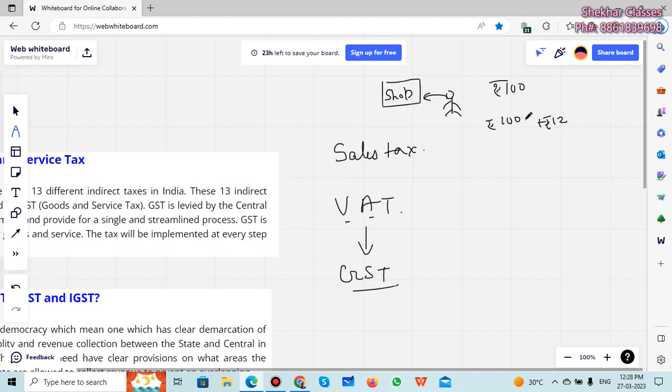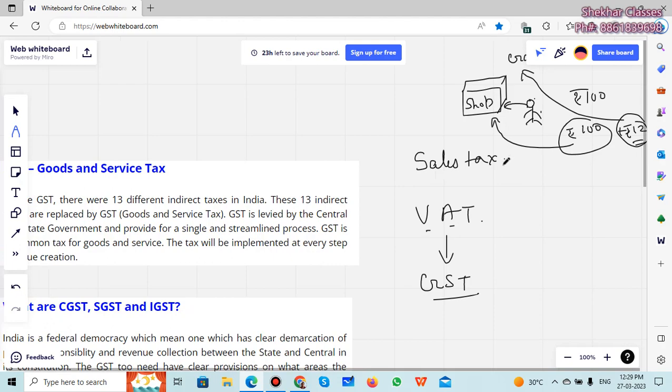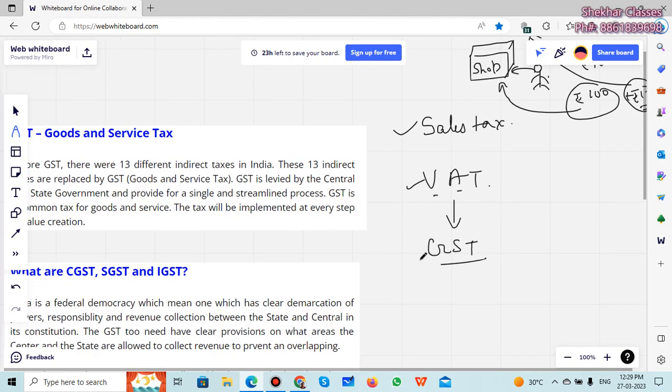Now he has collected the tax from the person because he has bought it, or we can say he has sold it, and that 12 rupees will go to the government. This 100 rupees belongs to the shopkeeper. So he will keep the 100 rupees, which is the selling price, and the extra 12 rupees which he has got as a tax will go to the government. So the shopkeeper has collected the tax on behalf of the government. The government is not getting the tax directly from the customer, but through the shopkeeper. This is why we call it indirect tax. So sales tax, VAT, GST, these are all indirect taxes.